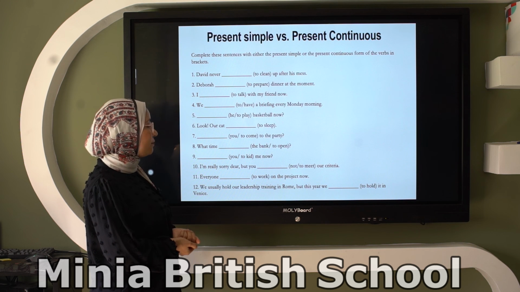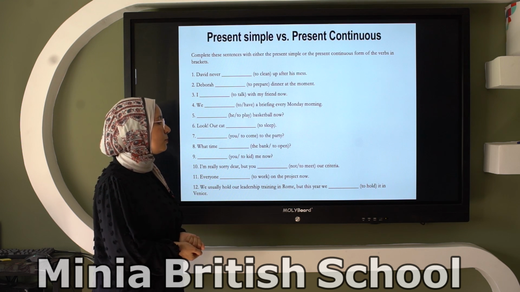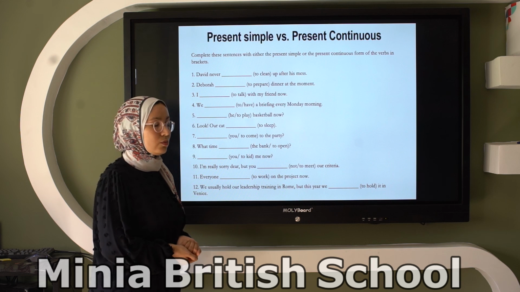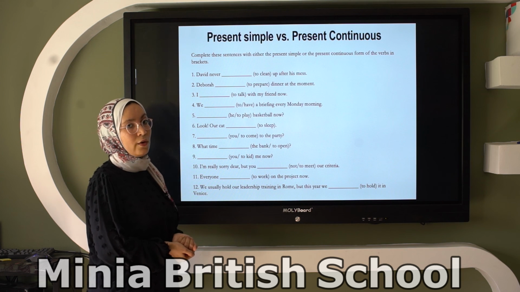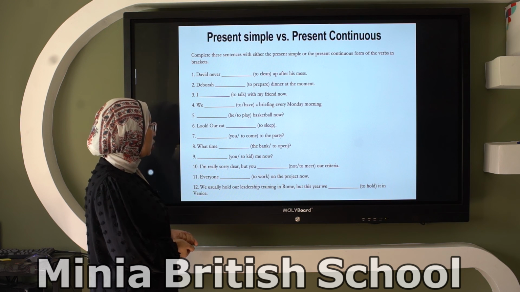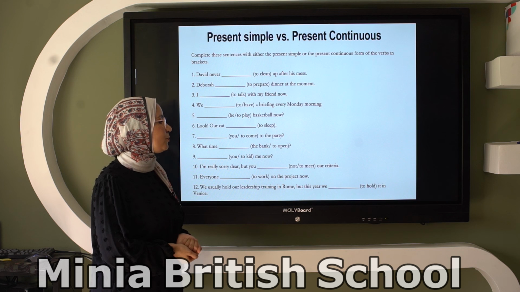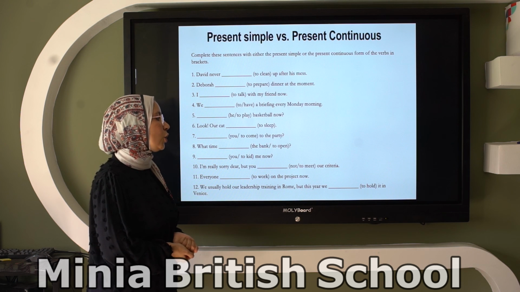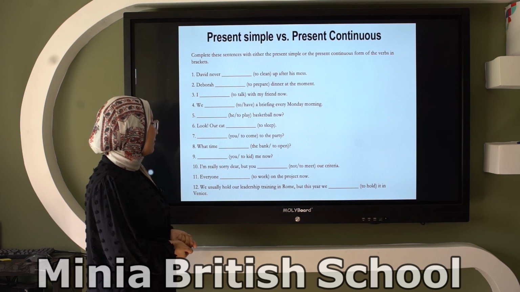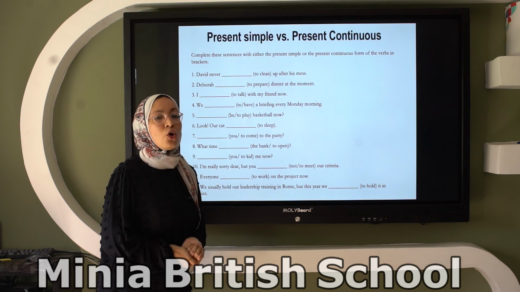Number 11, everyone to work on the project now. Everyone is working on the project now. And the last one, we usually hold our leadership training in Rome, but this year we to hold it in Venice. We are holding it.